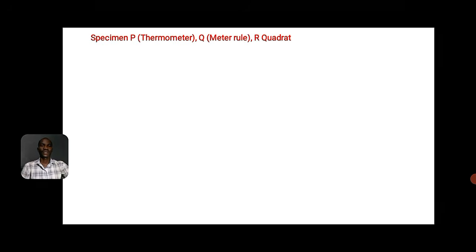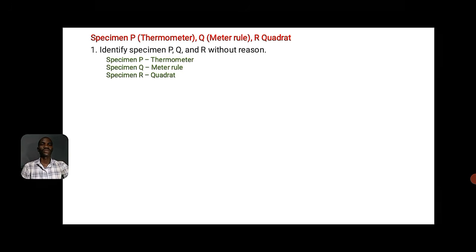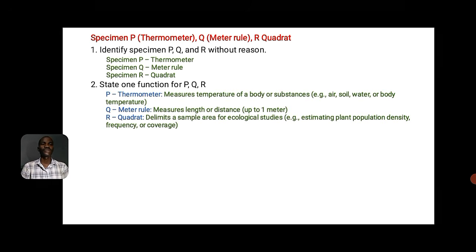Specimen P is thermometer, Q is meter rule, and R is quadrat. Identify P, Q, and R without reason. So thermometer, meter rule, and quadrat. State one function for P, Q, and R. Thermometer measures temperature of a body or substance. If it is not a body, it can be air, soil, or water. For meter rule, it measures the length or distance up to 1 meter, because that's the maximum length of any meter rule. The quadrat, that is for R, it delimits a sample area.